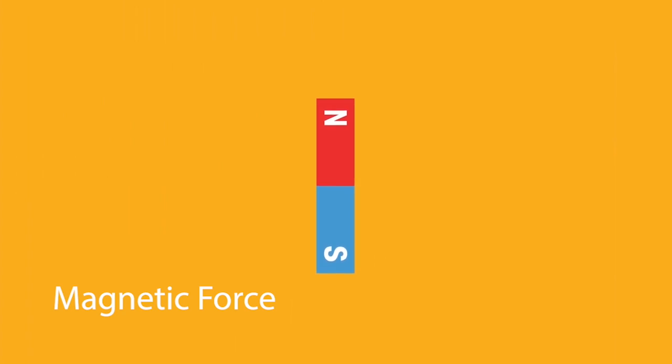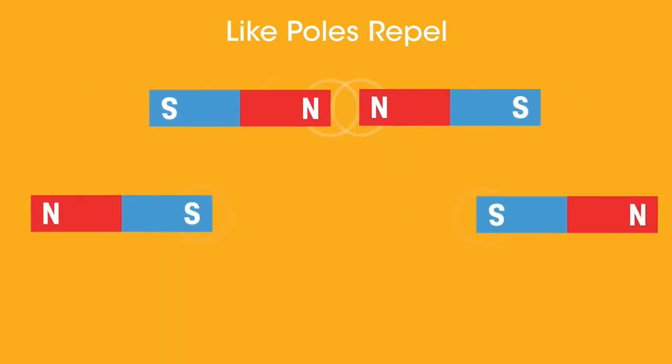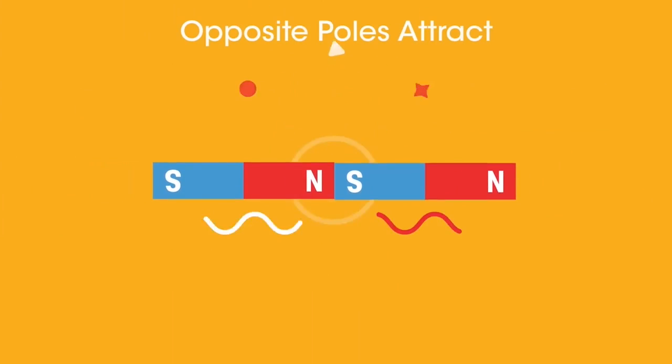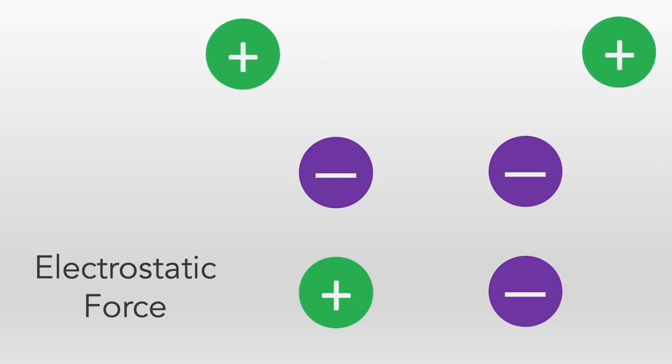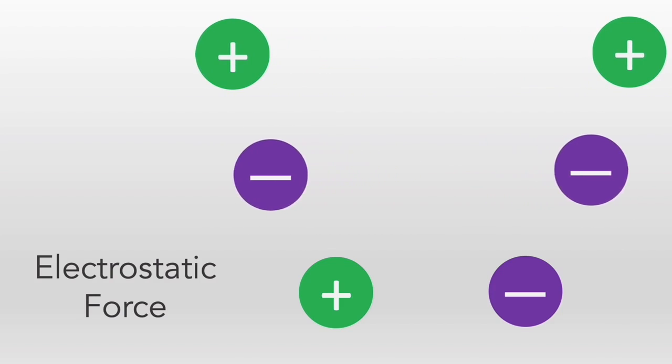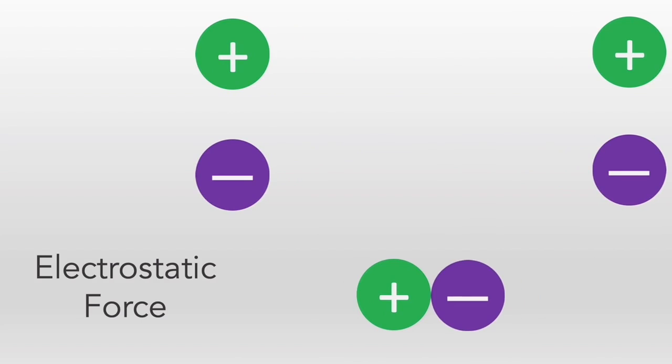The next is magnetic force. Amongst magnets, like poles repel and unlike poles attract. And the third one is the electrostatic force. This force acts between positive and negative charges. If the charges are similar, they repel each other. However, if the charges are opposite, they attract each other.